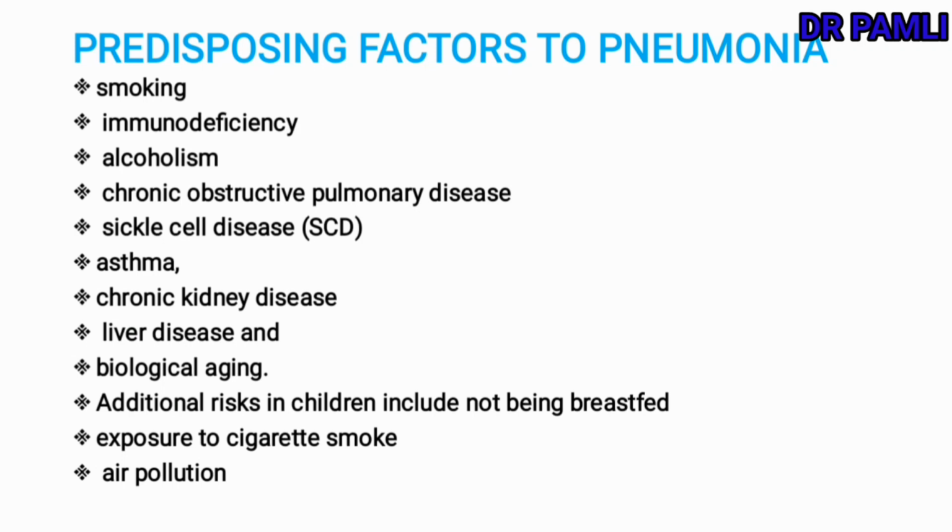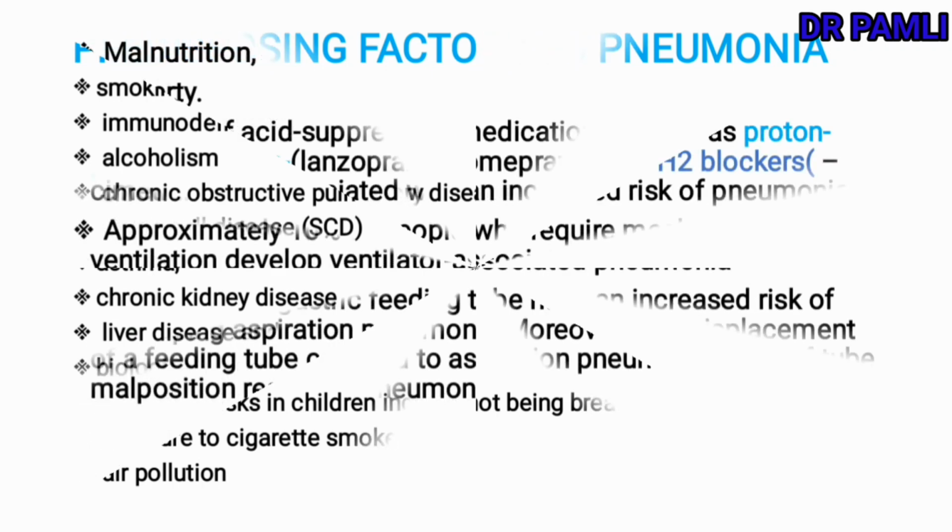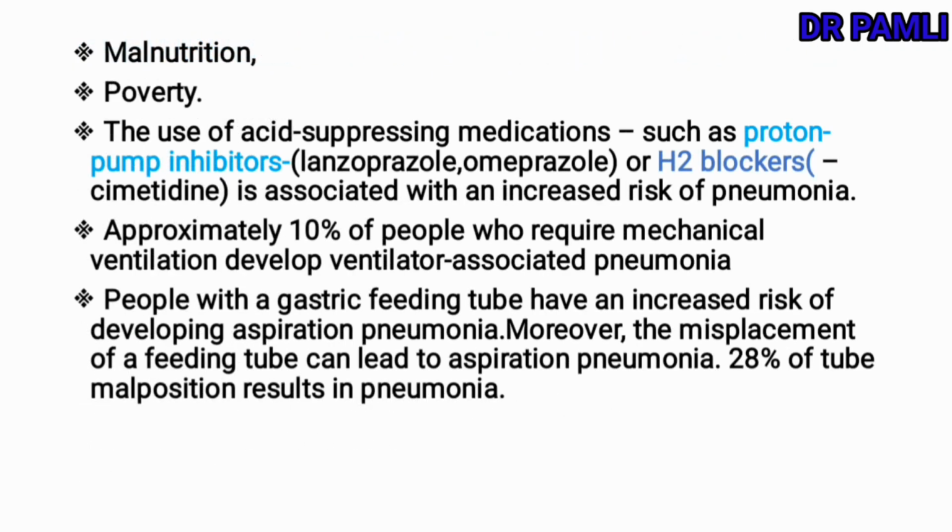Biological aging, this one affects the geriatrics, that's the old men and women. Additional risk in children includes not being breastfed, exposure to cigarette smoke, and air pollution. Malnutrition plays an important role in this. Poverty is also there. The use of acid suppressing medications such as proton pump inhibitors like omeprazole also plays a role here. Even H2 blockers like cimetidine and ranitidine are associated with an increased risk of pneumonia.